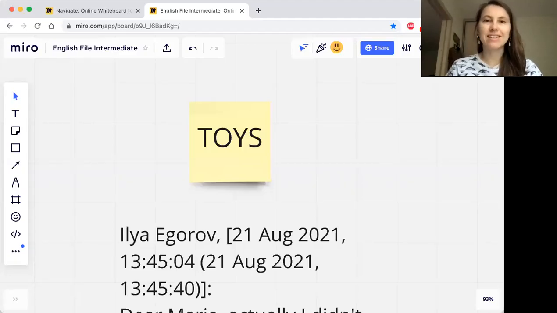Hi everyone, this is English with May and welcome to some grammar review, which will be based on our discussion of the topic toys, children's toys. So here I have copied most of the comments that I found in our comment chat on Telegram. So here's the list of some mistakes and my explanation. So let's start.